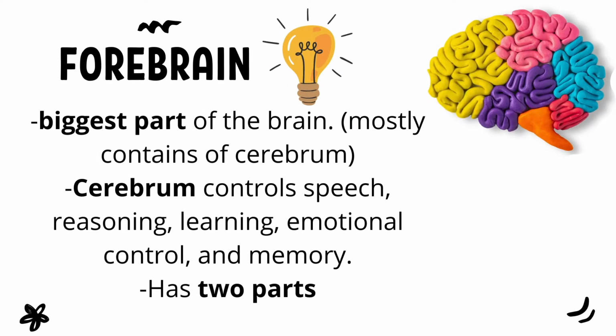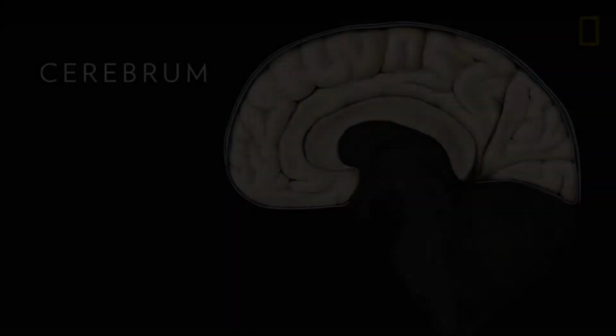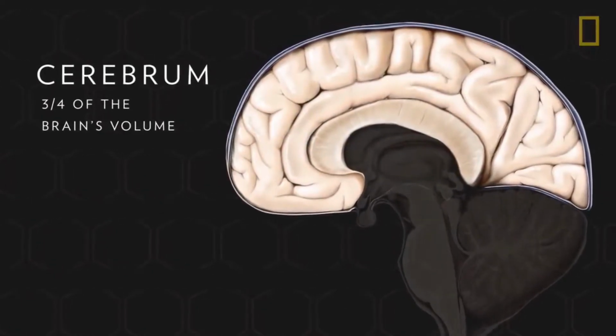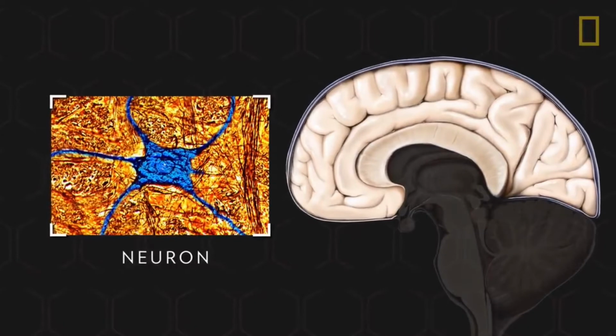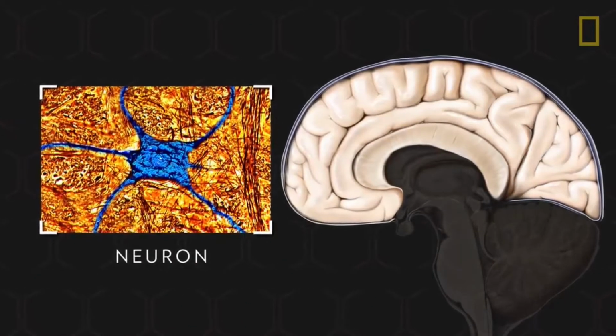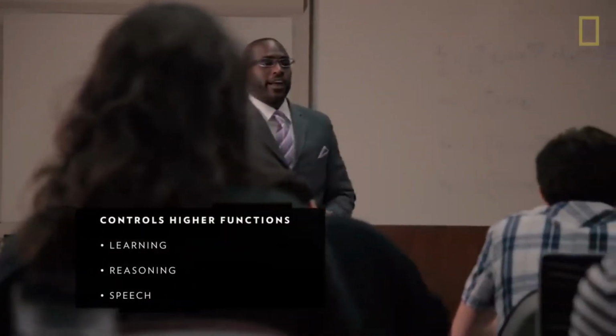The first part is the forebrain. It is the biggest part of the brain, mostly containing the cerebrum. The cerebrum controls speech, reasoning, learning, emotional control, and memory, and it has 2 parts. The largest section is the cerebrum, and it makes up over 3/4 of the brain's volume. It consists of neurons and nerve fibers that transmit information from the neurons throughout the brain and body. The cerebrum controls higher functions such as learning, reasoning, and speech, plus senses like sight and hearing.